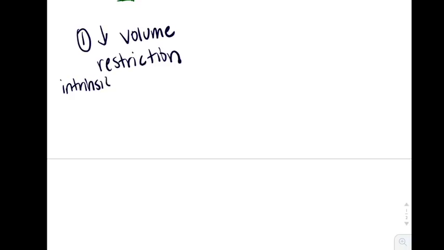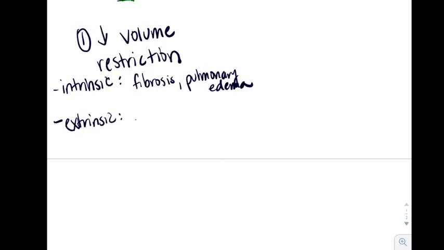Now, there are two major types of pulmonary dysfunction, the first of which is a reduction in volume, also known as restriction or restrictive lung dysfunction. Now, this can be intrinsic, and you can think of that as like taking place inside the lungs, limiting the volume from the inside. That would be fibrosis is an example. Pulmonary edema is another example. And then your volume can also be restricted from the outside or extrinsically.